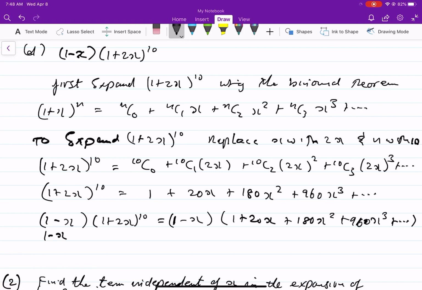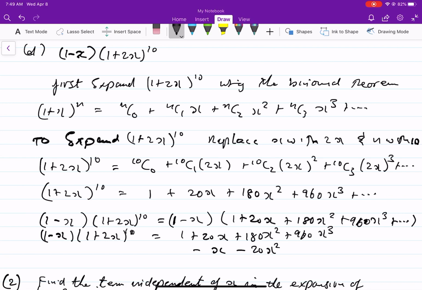So let's see. 1 minus x times 1 plus 2x to the power 10. What I'm going to do is get all the terms from this expansion, and anything that goes beyond x cubed, I'll just throw away, because the overall expansion is calling for the expansion up to and including the term in x cubed. You don't want anything above that. So I'll multiply 1 by everything first. I'll get 1 plus 20x plus 180x squared plus 960x cubed. And then I'll multiply minus x by everything. Minus x by 1 gives me minus x. Minus x by 20x gives me minus 20x squared. Minus x by 180x squared gives me minus 180x cubed. And minus x by 960x cubed gives me minus 960x to the 4th, a term I do not need.